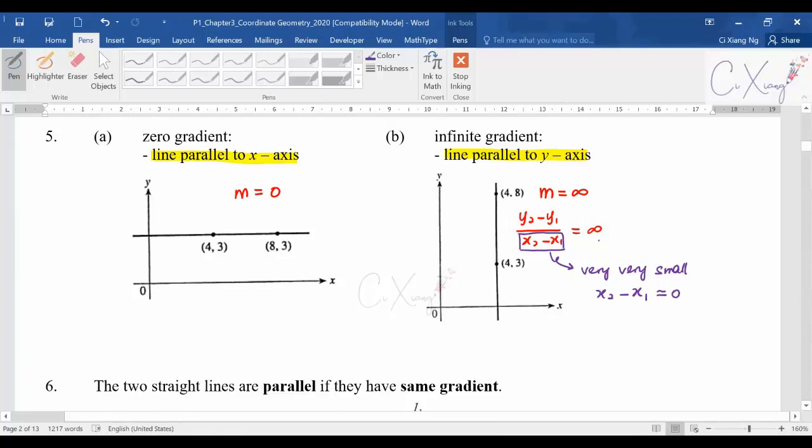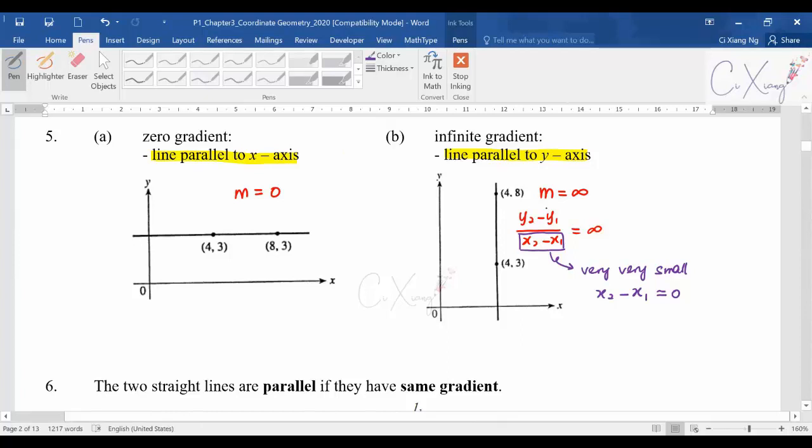So this is something that you need to know. When you have a line parallel to the y-axis, the gradient is infinity. And also, if you look further into the formula, to get infinity, the denominator must be very, very small. So you can also write x2 minus x1 equals to 0 or very close to 0. So these are two important things that you need to know: gradient equals to 0 and gradient equals to infinity.